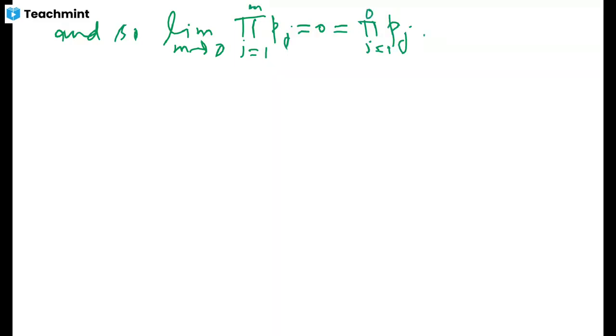So now let's assume that the value of the product is non-zero. That will imply that each factor in this infinite product is non-zero.